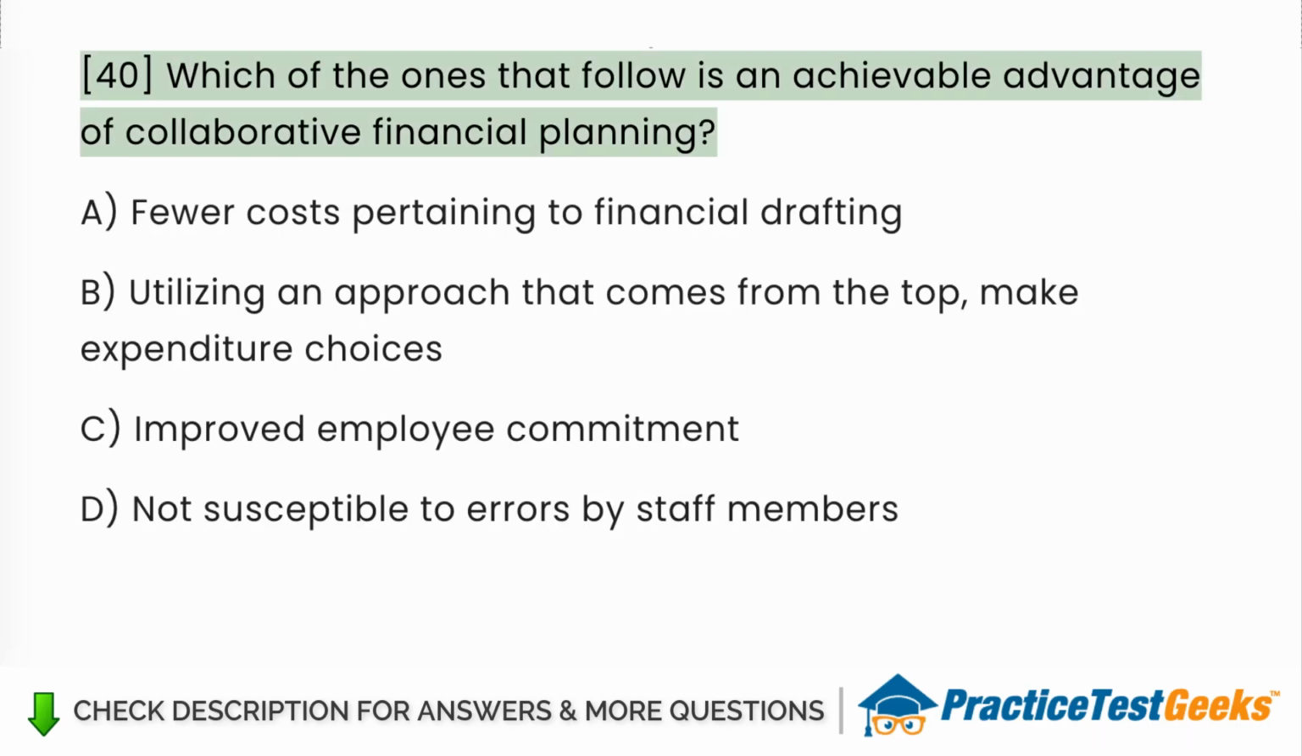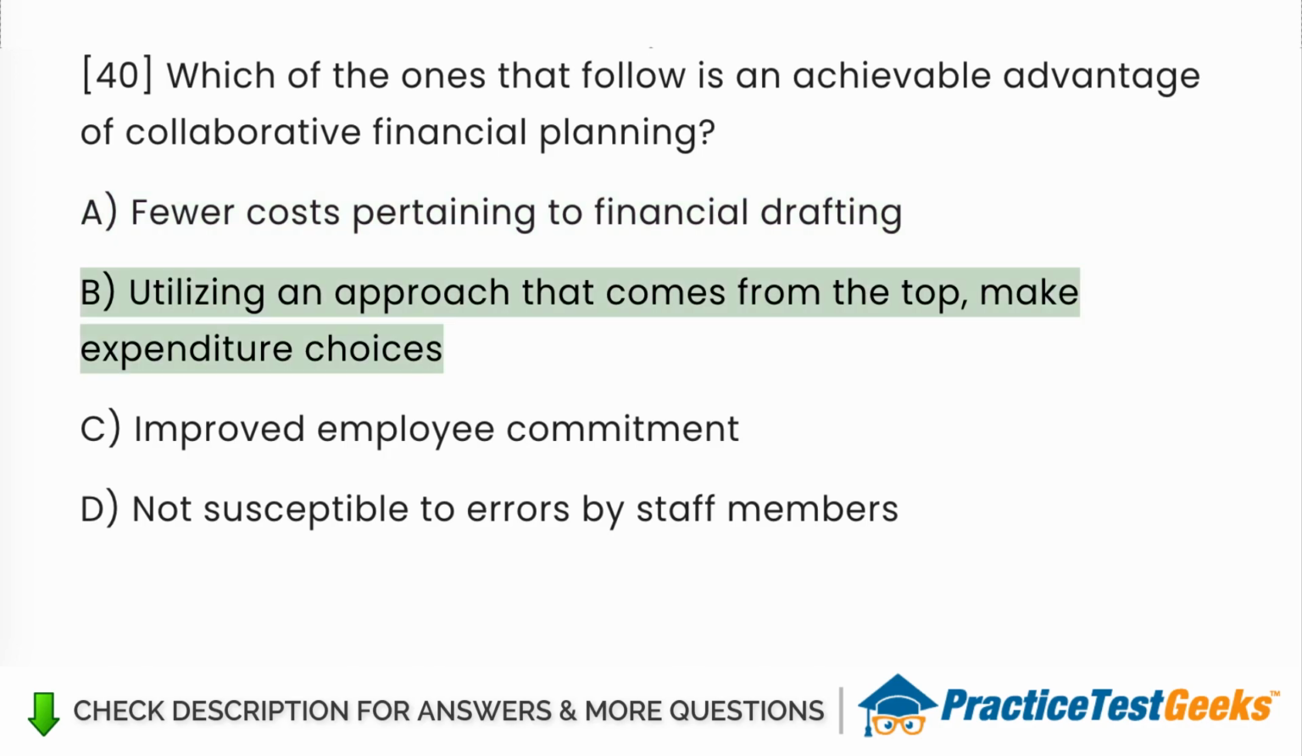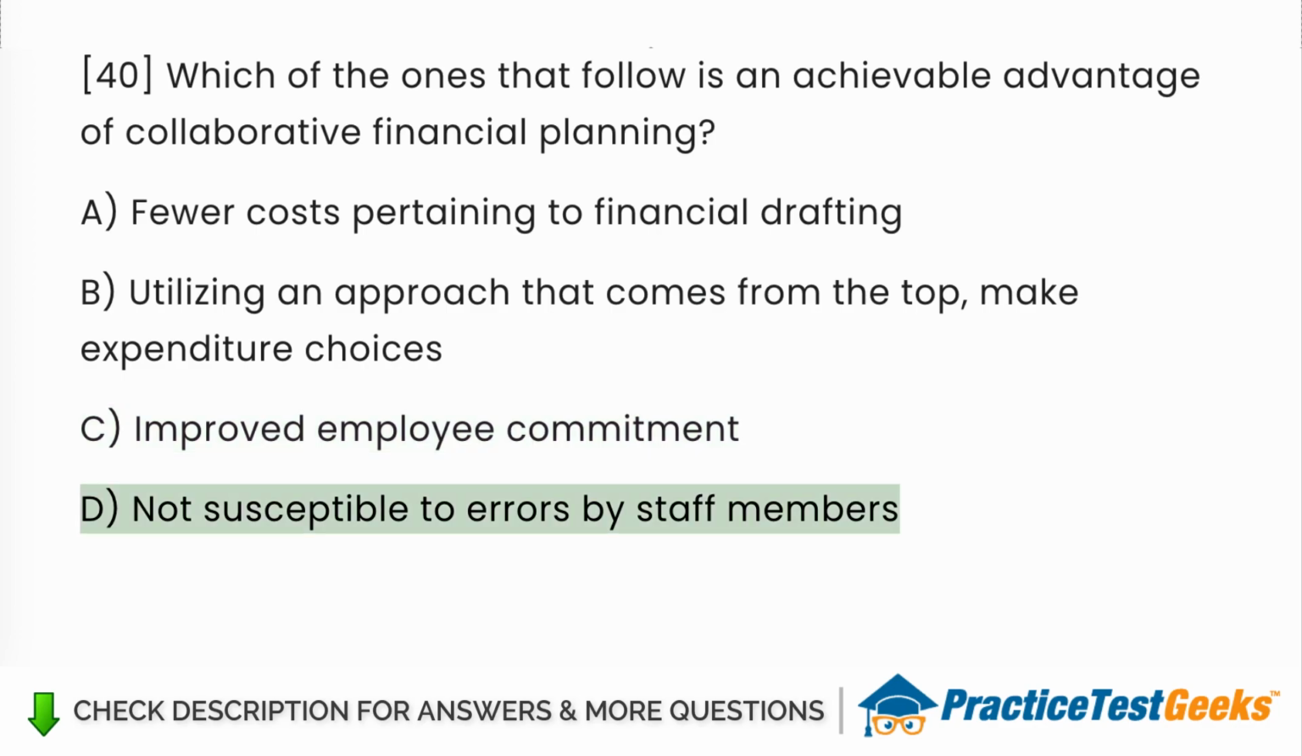Which of the ones that follow is an achievable advantage of collaborative financial planning? A. Fewer costs pertaining to financial drafting. B. Utilizing an approach that comes from the top, make expenditure choices. C. Improved employee commitment. D. Not susceptible to errors by staff members.